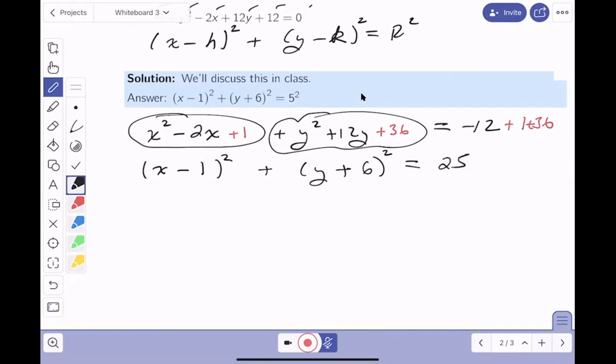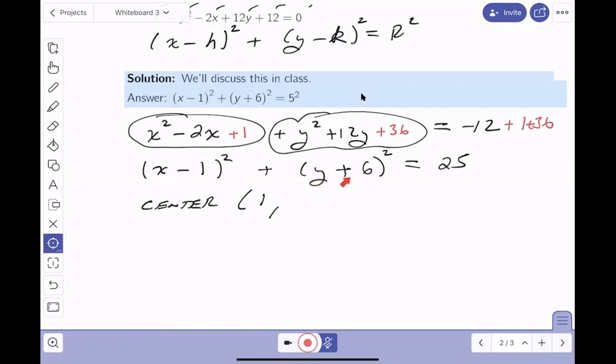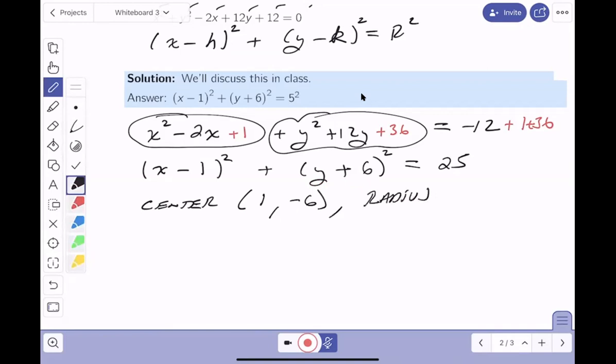All right, I think I'm ready to write down the center and the radius now. So the center, well, what makes this thing 0? 1. Put that down. Comma. What makes this 0? Minus 6. Okay, radius, fairly simple to put down, especially for this problem over here. It's going to be 5. And why is that? 5 squared is 25.